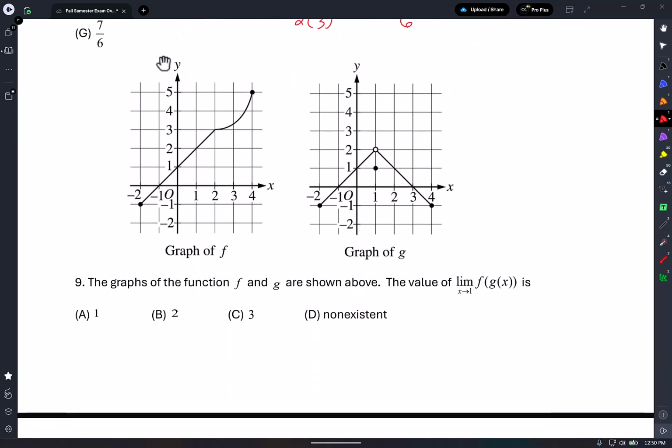Next question, guys. It says the graphs of the functions f and g are shown above. There's something going on with that g there. I'll look into that in the future. I think maybe by accident I shrunk that.